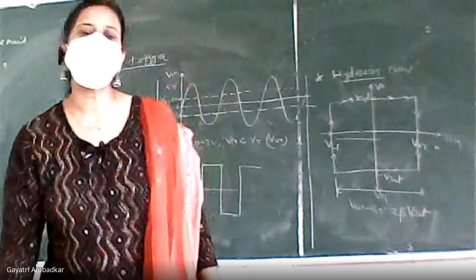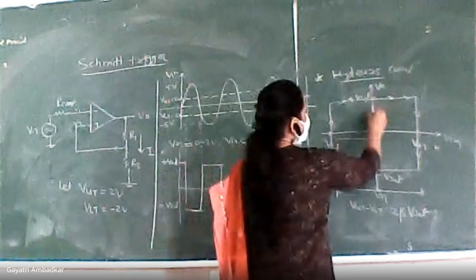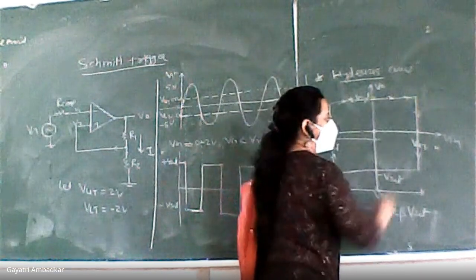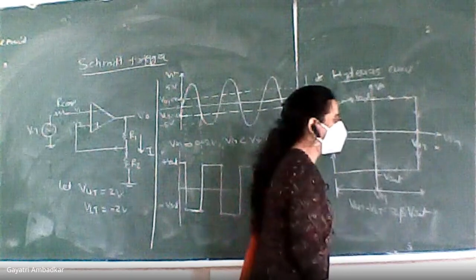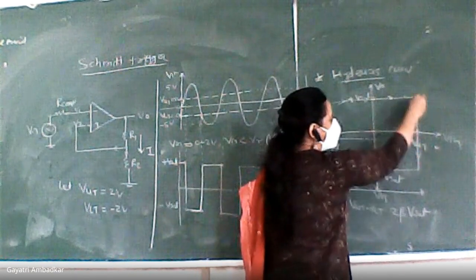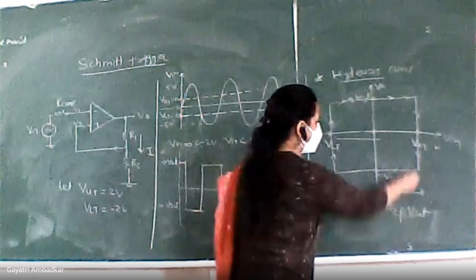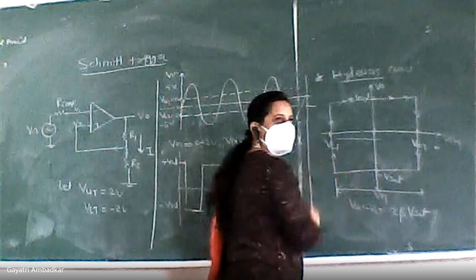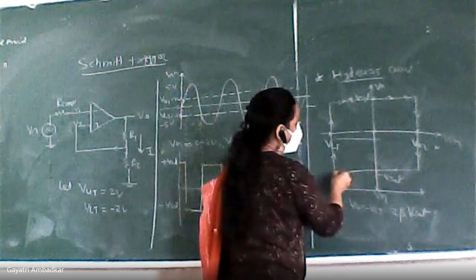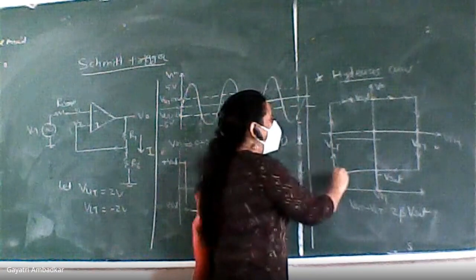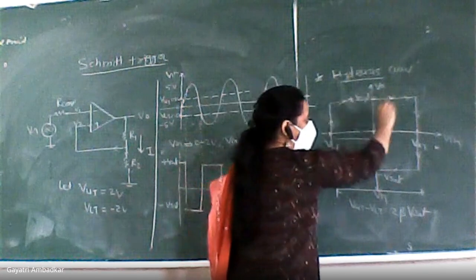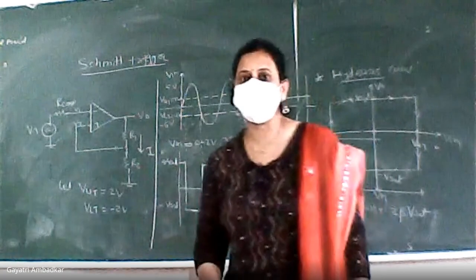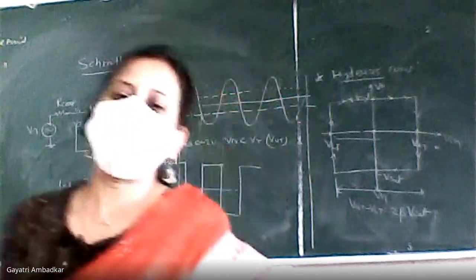So how to draw hysteresis curve? When input voltage is less than VUT, output is plus Vsat. At input voltage equal to upper threshold voltage, output switches and it goes towards minus Vsat. Then it starts comparing with VLT. So output remains minus Vsat till it crosses VLT, and at VLT again it becomes plus Vsat. So that's why such type of loop is drawn here, which is called as hysteresis curve.